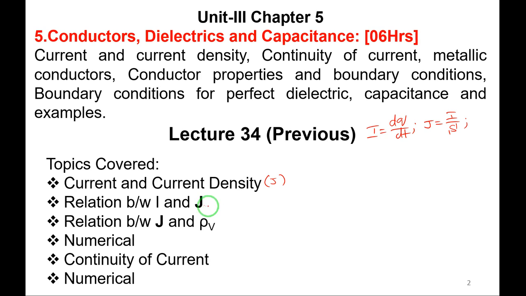Then the relationship between I and J: I is equal to the surface integral of J dot ds. This we have seen. If it is a closed surface, we will put a circle over it, right? The closed surface integral of J dot ds. Then what is the relationship between the current density J and the volume charge density?